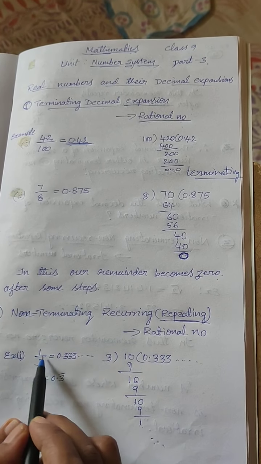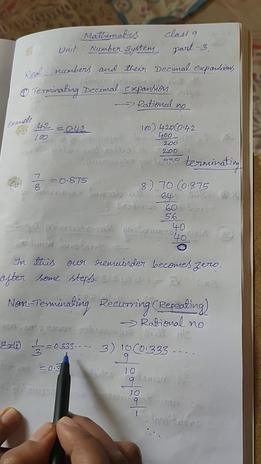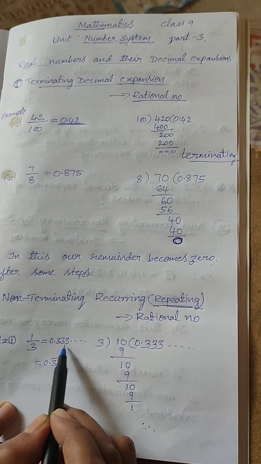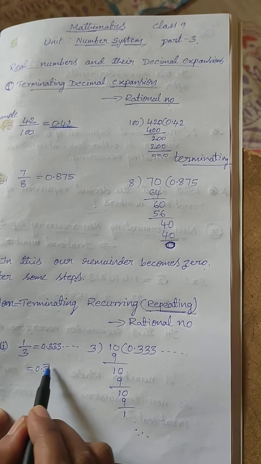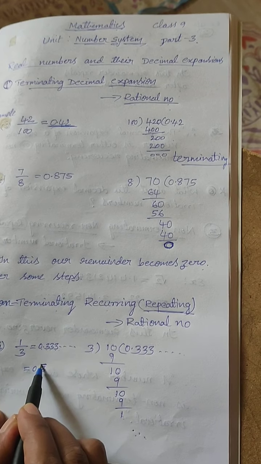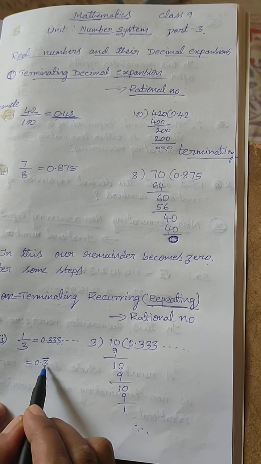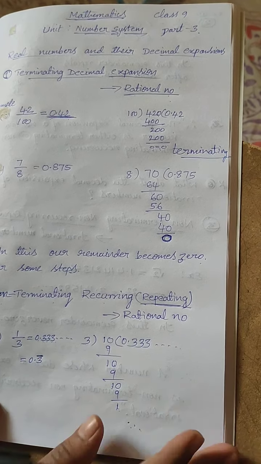Here it can be written as 0.333. Here the 3 repeats in one place. That's why you can write 0.3 bar. You read it as bar. On top of the 3 you write the bar.